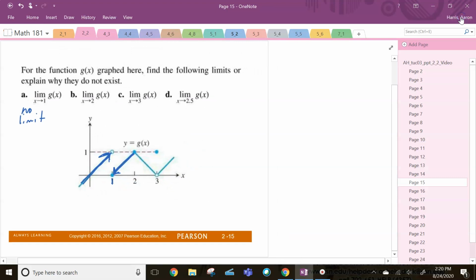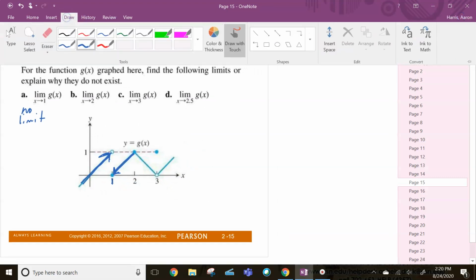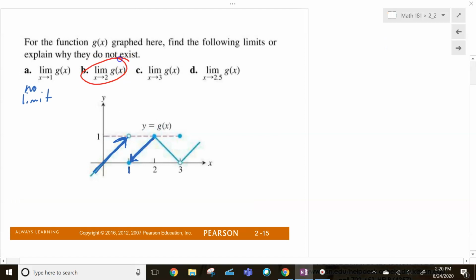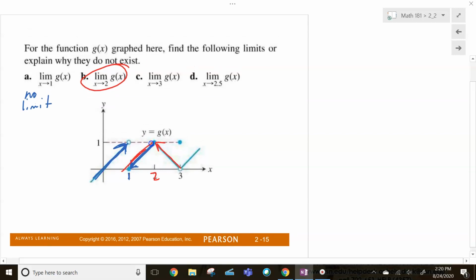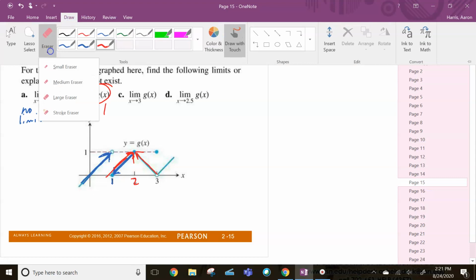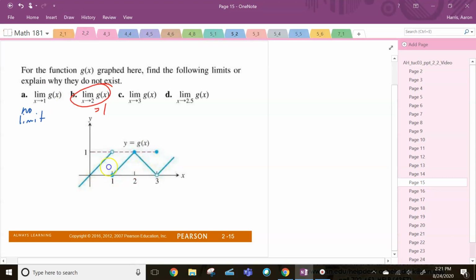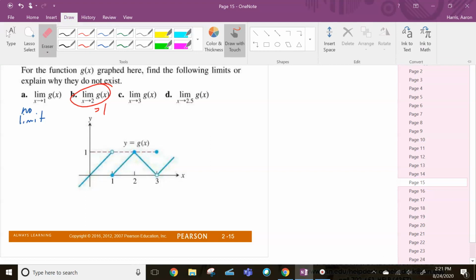Okay, now let's do it for the limit as x approaches 2. As I approach 2 from the right, here's our x value 2. Let me follow the function from the right. It looks like it's going to a y value of 1. As I approach it from the left, looks like I'm going to a y value of 1. They agree. What's the limit? 1. There's your limit. Now the limit as x approaches 3.